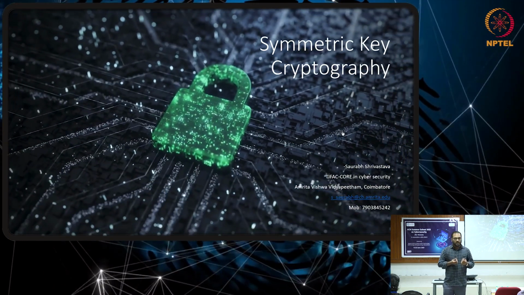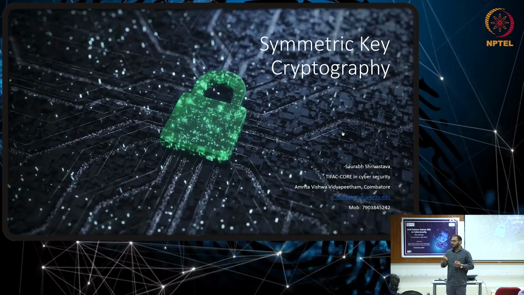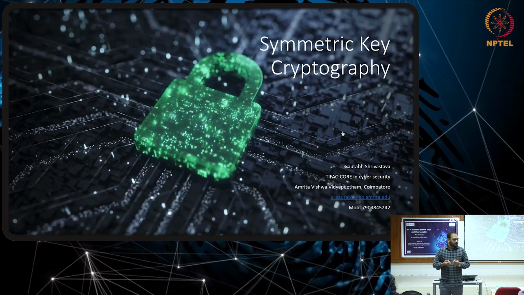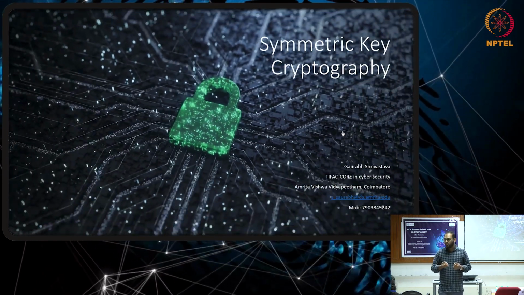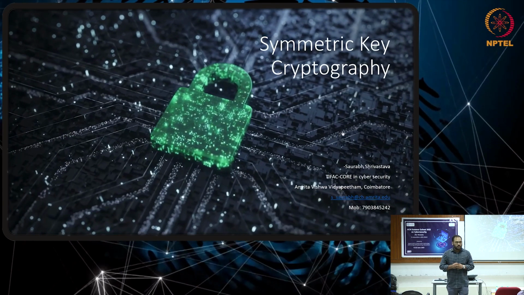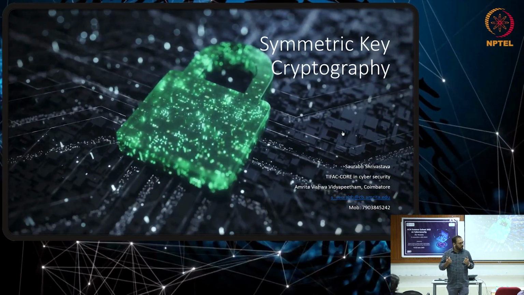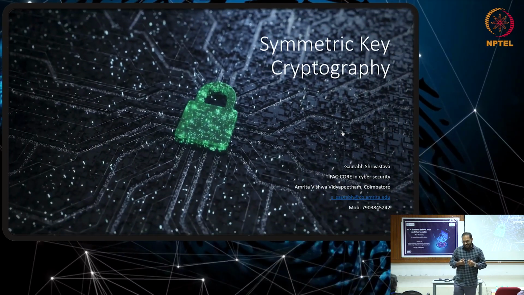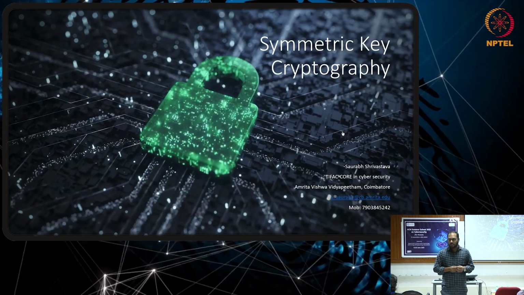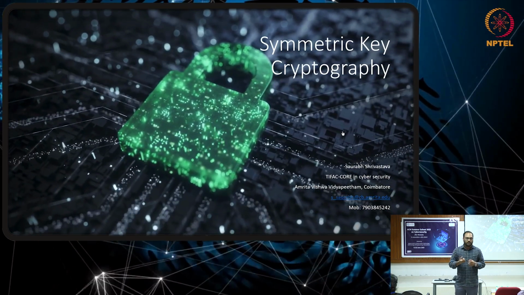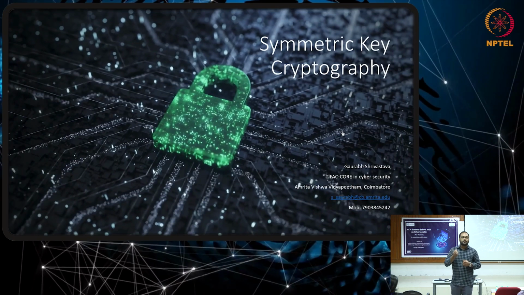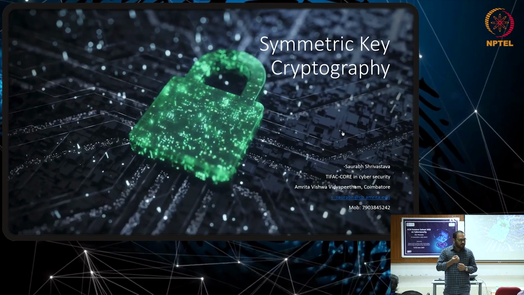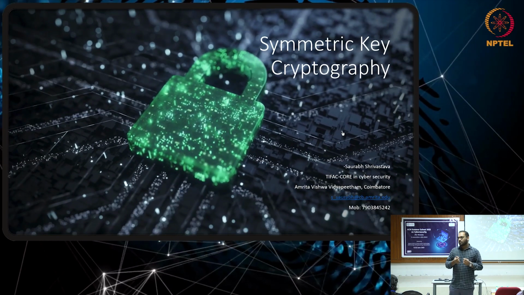Now cryptography has been divided into two different parts, that is symmetric key cryptography and asymmetric key cryptography. Anyone knows the difference between these two? Symmetric will be using the same key for encryption and decryption. Don't think about sender and receiver and those things. For encryption we use one key, and the same key will be used for decryption.